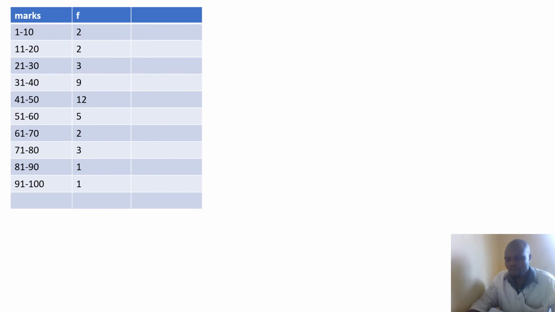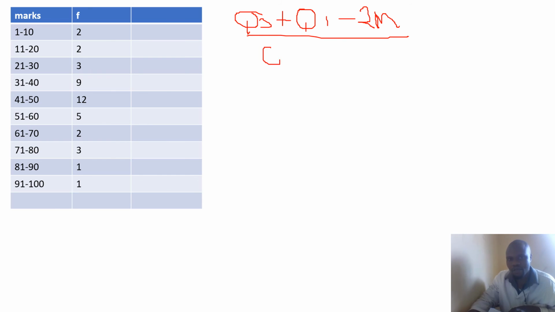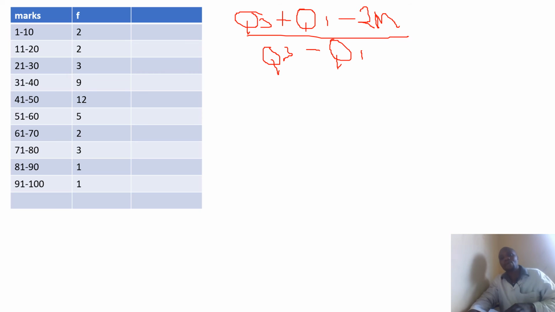So using the Bowley, we know that for us to be able to get the coefficient of skewness, we need to have the Q3, that is the upper quartile, added to Q1, and then all these we subtract 2m, where m is our median, divided by Q3, then we subtract the lower quartile, which is the Q1. So that is how we can use to get that.